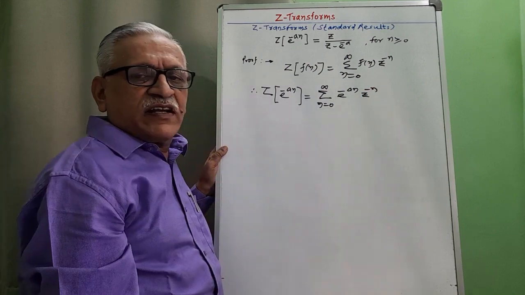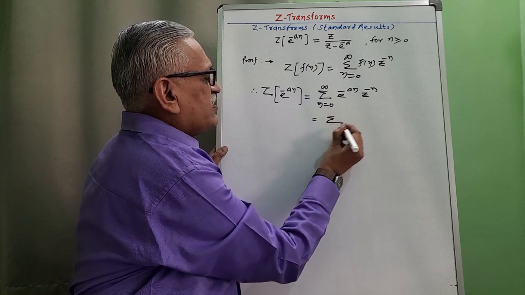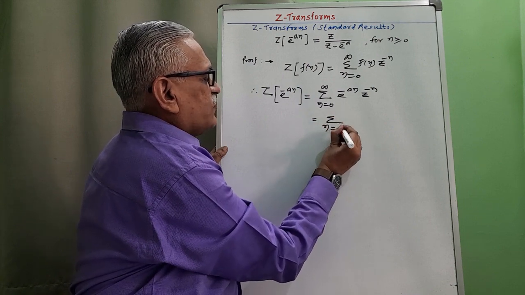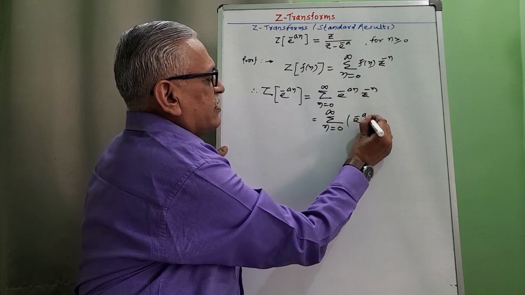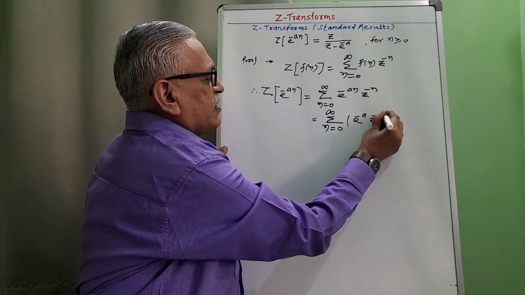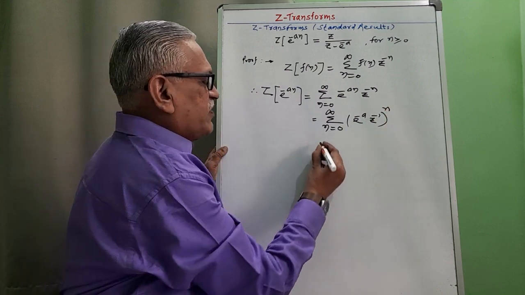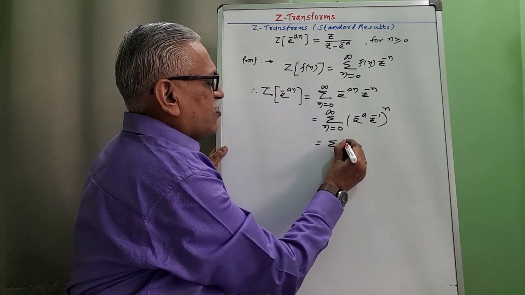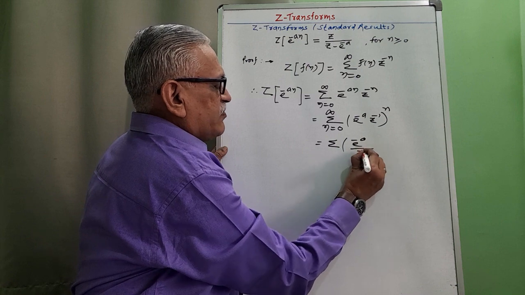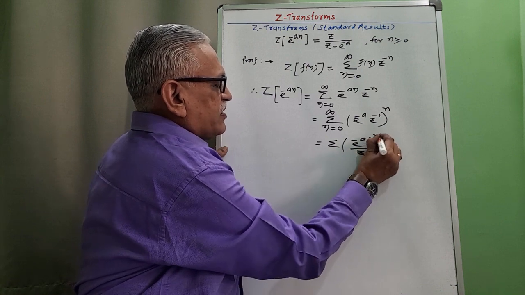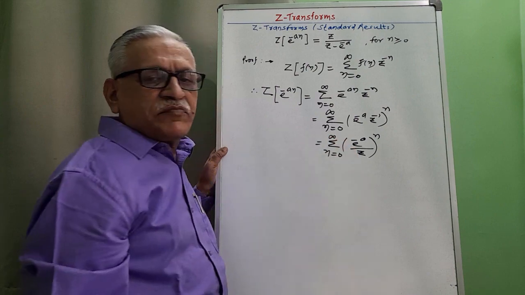Then taking the power n as a common term, summation n equal to 0 to infinity, e raised to minus a, z raised to minus 1, and whole raised to n. Then transferring this to the denominator, we get summation of e raised to minus a divided by z, whole raised to n, where n changes from 0 to infinity.